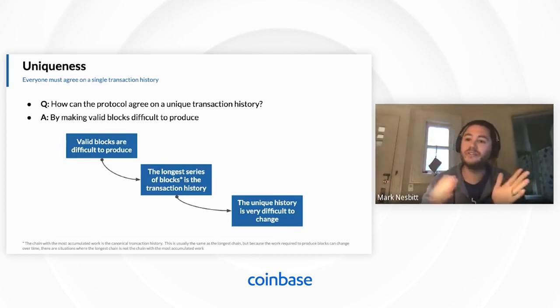So when we're looking at all this infinite number of possible transaction histories, we're going to take the one that has the max amount of blocks. And that is very difficult to change, because then you have to do even more work in order to change it. So this simple rule, by making blocks difficult to produce, I think somewhat counterintuitively, at least to me, allows us to have a unique transaction history.